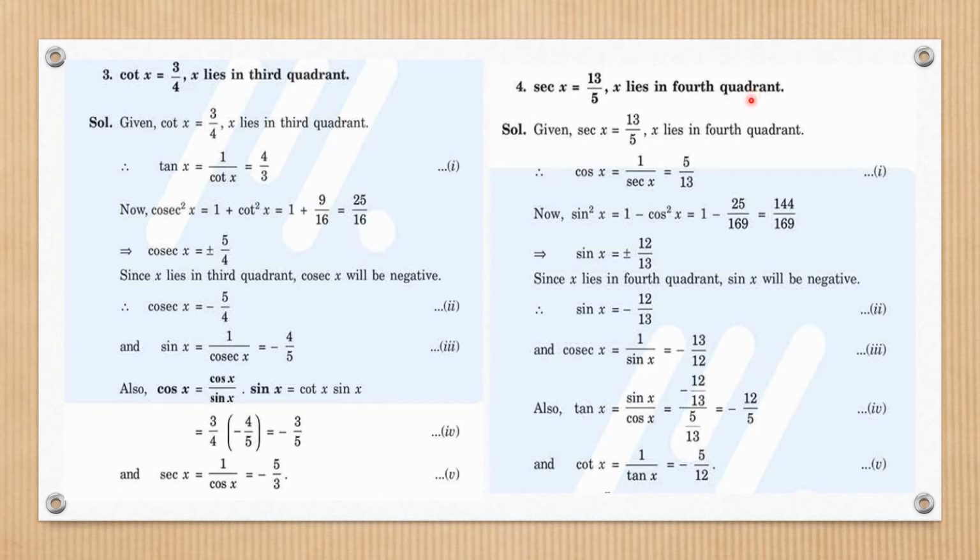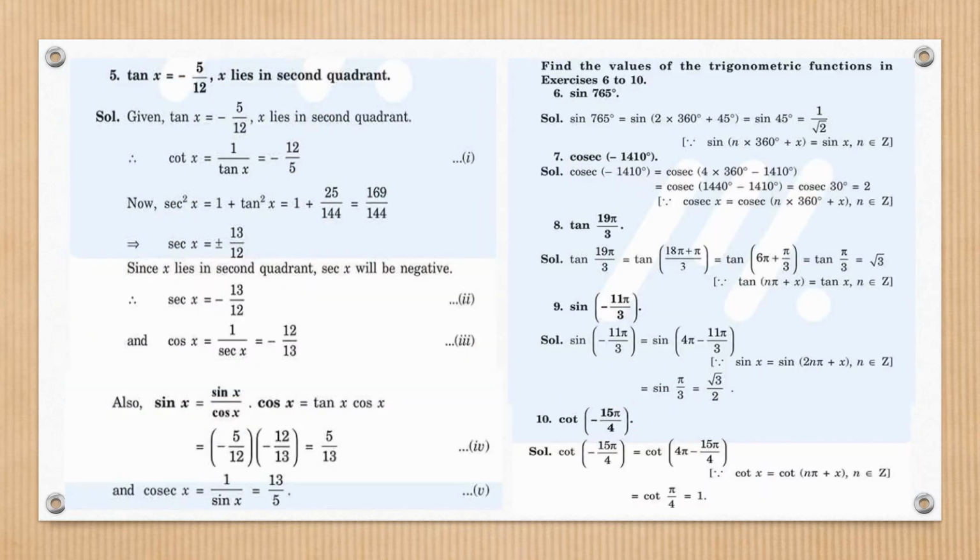In the fourth quadrant, sine is negative, so it is minus 12 by 13. Cosecant is the reciprocal of it, minus 13 by 12, and tan is the ratio of sine and cos, that is minus 12 by 5, and cot is minus 5 by 12.